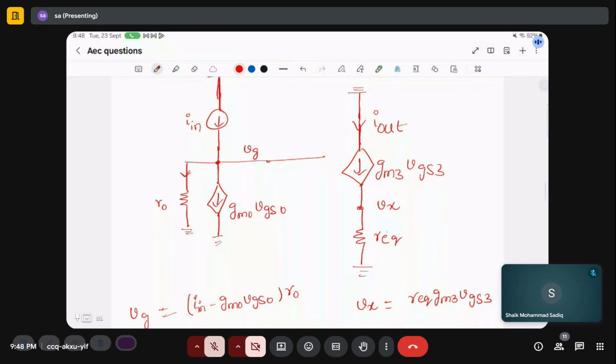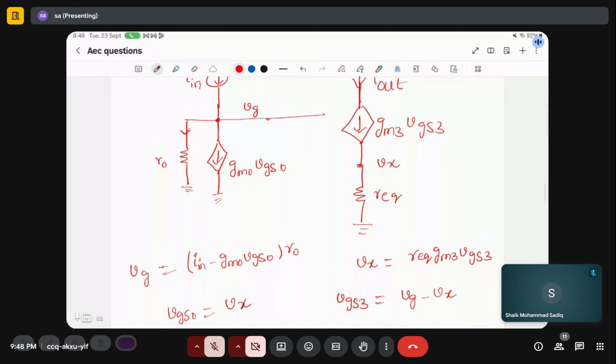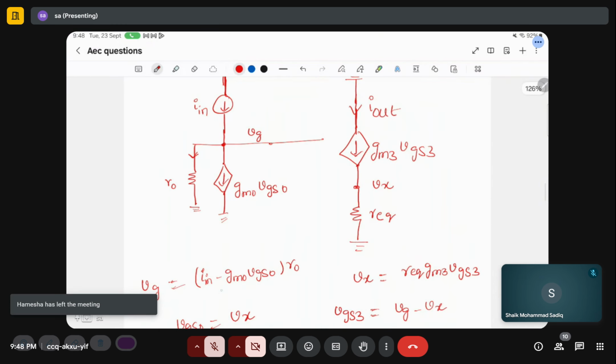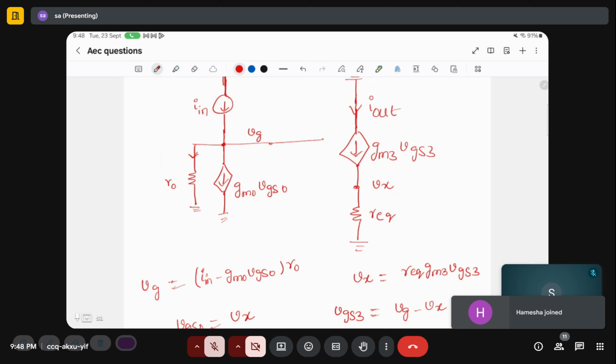So earlier also we have found this equivalent resistance. I'm replacing the entire circuit with R equivalent. So the node potential VG is nothing but (Iin minus gm VGS naught) into r0. Can you speak a little bit louder? No, we are not able to hear properly.